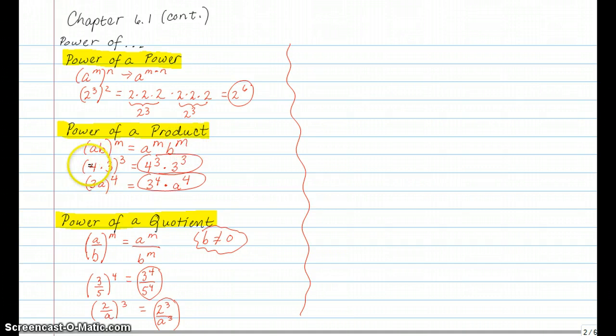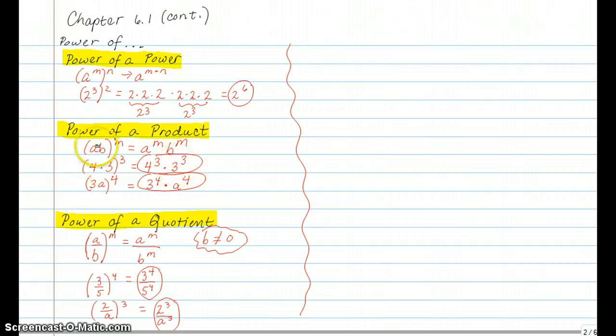So here's two different numeric examples. 4 times 3 to the 3rd power. Yes, you could go 4 times 3 is 12 to the 3rd power. That's not what we're looking for here. When you apply the property, you get 4 to the 3rd power times 3 to the 3rd power. Again, we are not evaluating, we're only simplifying.